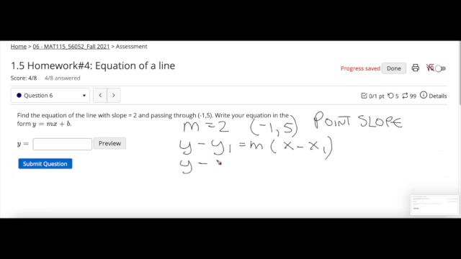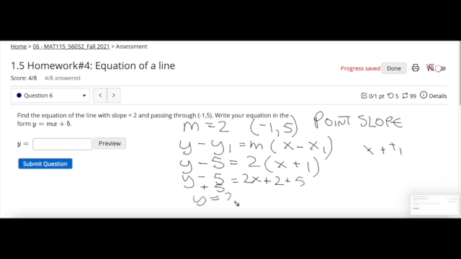So y minus 5 is equal to 2 parentheses x minus a negative 1, but that converts to an x plus 1. Alright, because x minus negative 1, you remember, keep, flip, change, it gives you x plus 1. And then we distribute. So y minus 5 is equal to 2x plus 2. And now we're going to add 5 to both sides to get the final equation. Y is equal to 2x plus 7.